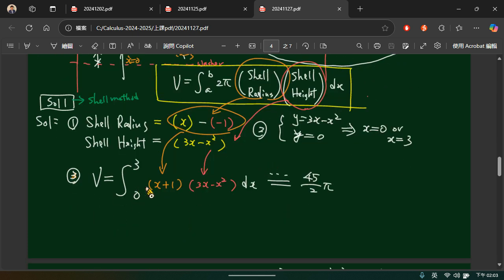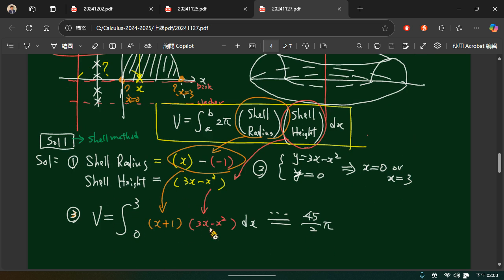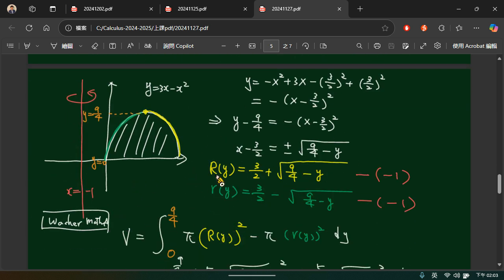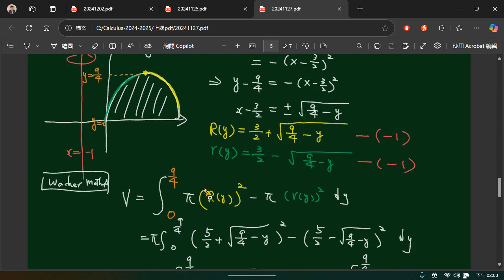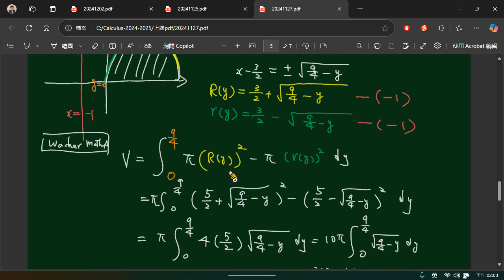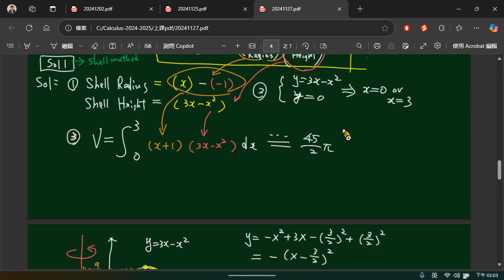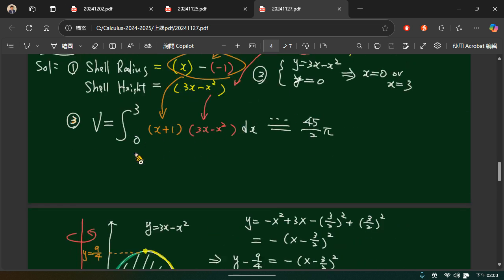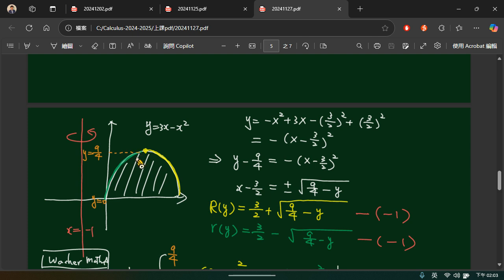But you can also notice that if you use the shell method, the integration form is much easier. But if you adopt the washer method, you need to divide the region into two parts. One is the outer part, the other one is the inner part. Then you need to use the disk method twice. This is the outer part, this is the inner part. Then you still get the same answer. But you can see this one is much more complicated compared to this one. So it's really hard to say which one is better. But if your judgment is correct, it can save you some effort in calculating the volume.